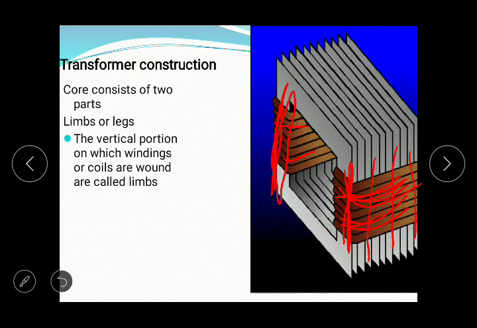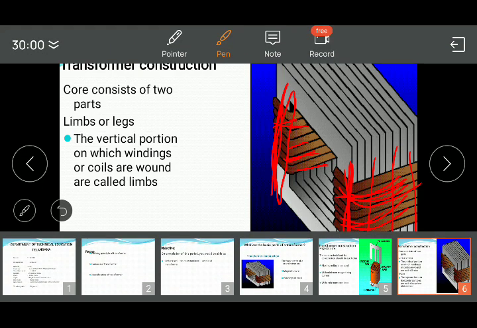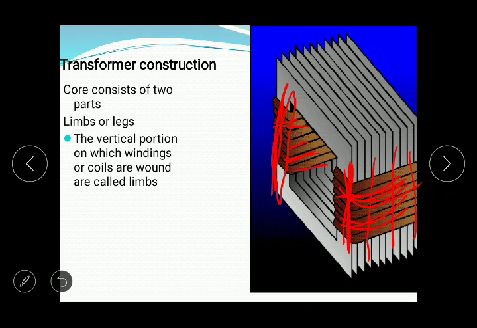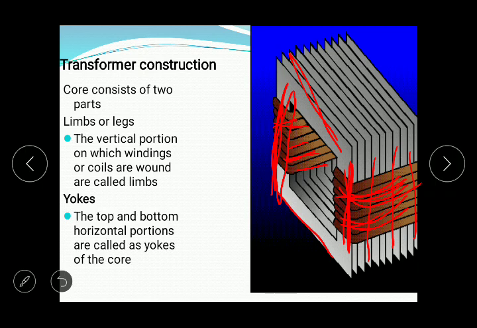See here, this is the winding in this way. Then yokes. This one is called yoke. This horizontal one is yoke. The top and bottom horizontal portions are called the yokes of the core.